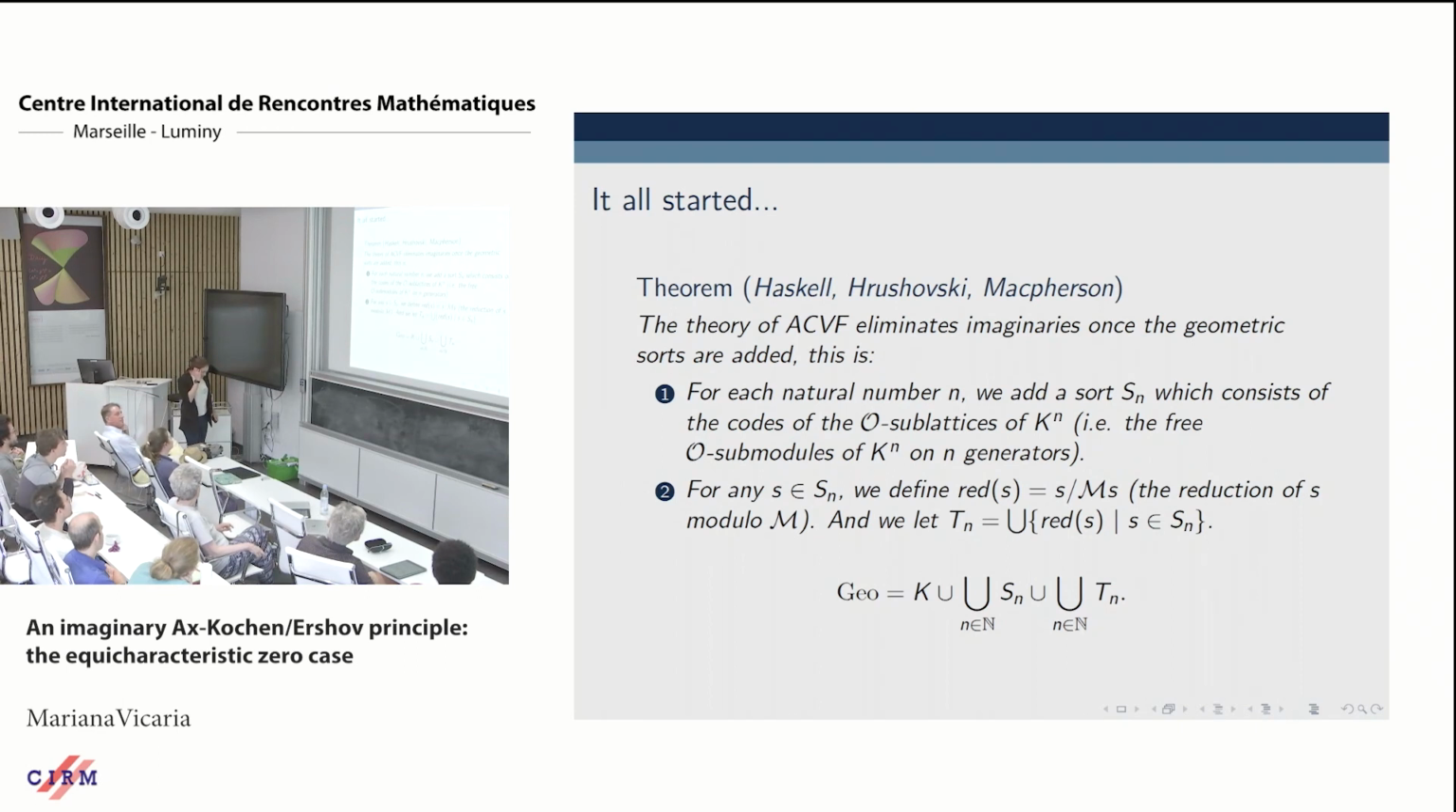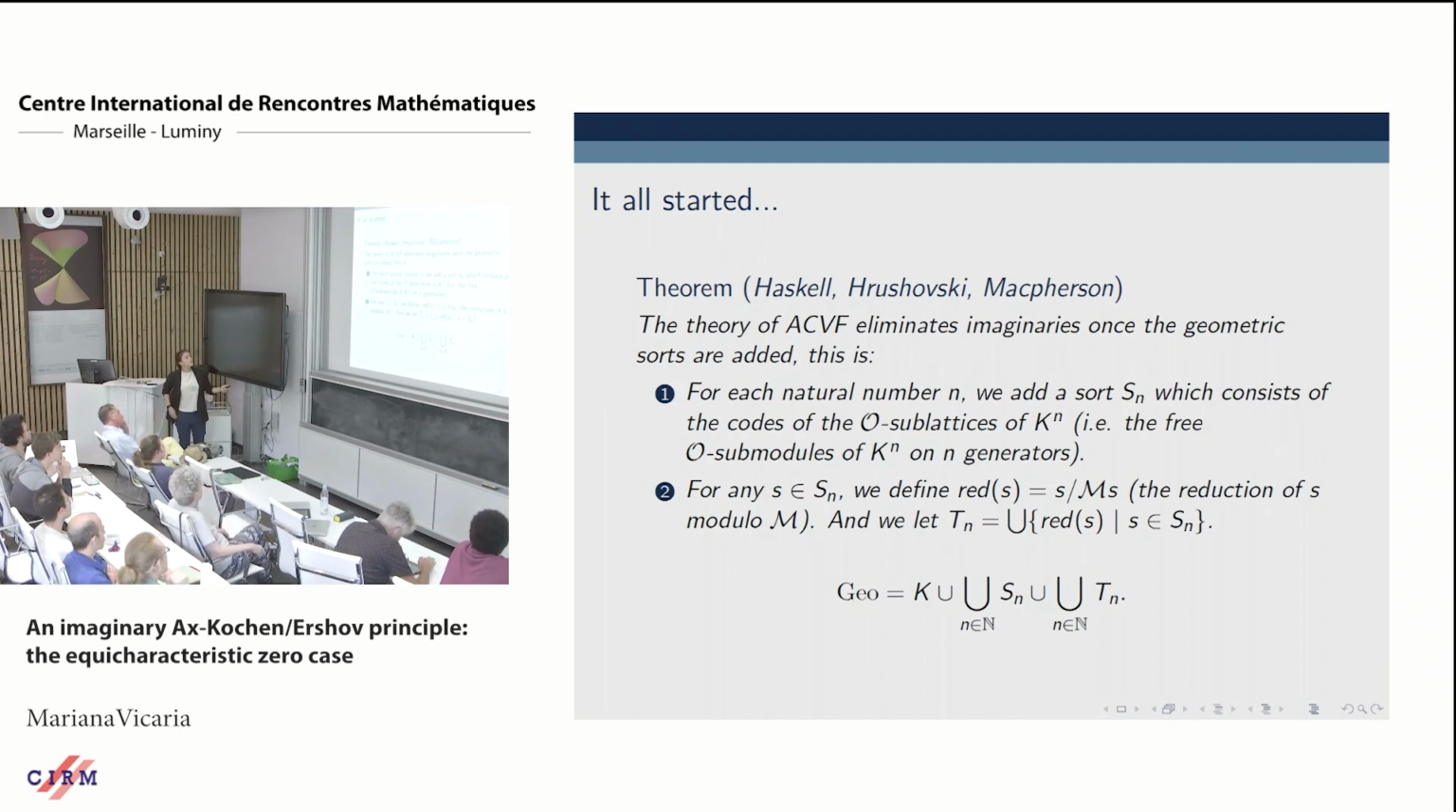Before I start to give the picture of what we have gained so far for the elimination of imaginaries in Henselian valued fields of equicharacteristic zero, I would like to start with the history and mention where everything started. This is a theorem proved by Haskell, Hrushovski, and Macpherson, and it's a very nice theorem. They clarified entirely the picture for ACVF. They showed that ACVF eliminates imaginaries once you add the geometric sorts.